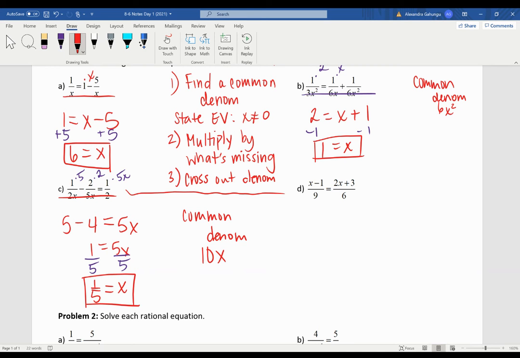Same thing with D. It looks like our common denominator this time around, actually this one, you can do it 2 ways. Our common denominator is 54 because it's 6 times 9. So I multiply by what's missing. This guy is missing a 6, this one's missing a 9, and I cross out the denominator. So it's 6 times x minus 1 is equal to 9 times 2x plus 3.